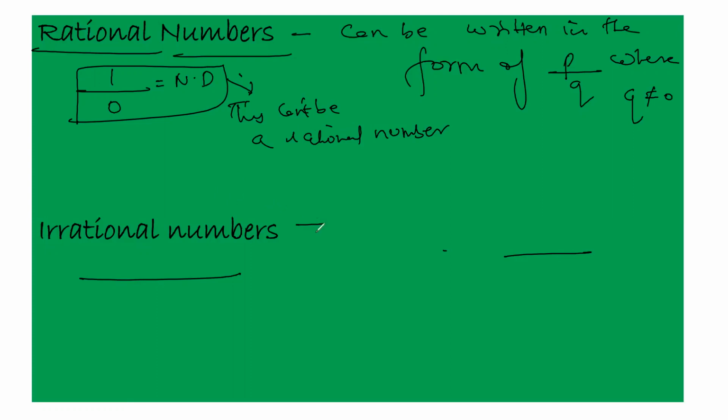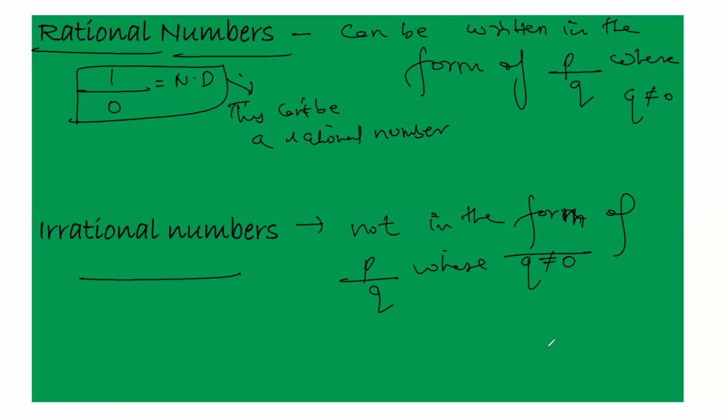Okay, and if I say irrational numbers, which are not in the form of P by Q, where Q is not equal to 0. Second condition is same in irrational numbers, but the first condition: rational numbers can be written in the form of P by Q, but irrational numbers can't be written in the form of P by Q. Is that clear everyone? Okay, irrational numbers can't be in the form of P by Q, rational numbers can be in the form of P by Q.